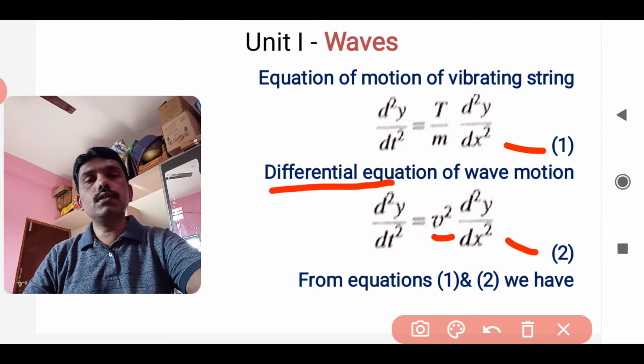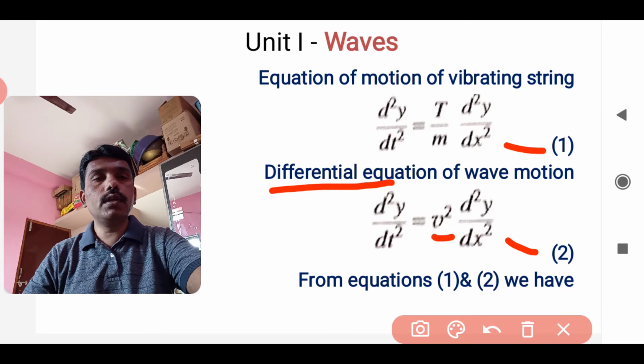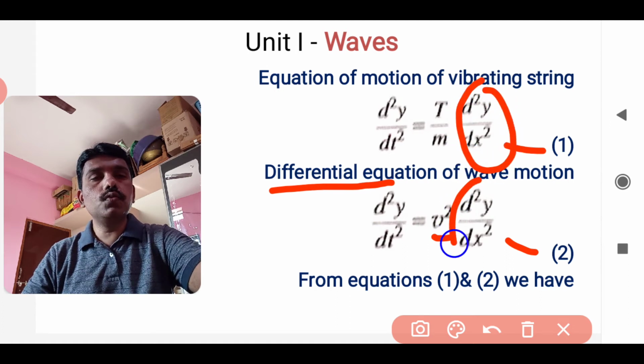If you compare equations 1 and 2, you will find the left hand sides are already similar, that is d2y by dt square for equation number 1, the equation of motion of the vibrating string, is similar to the differential equation of wave motion, equation number 2. So left hand sides of these two equations are equal, that's why right sides are also going to be equal. In the right hand side the similar part is d2y by dx square in both equation 1 and equation 2.